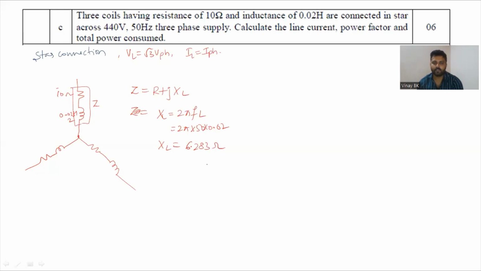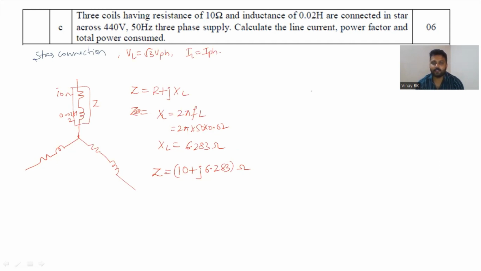6.283 ohm. So now we can write impedance Z equals R plus jXL, that is nothing but 10 plus j6.283 ohm impedance. Okay, so like this you have to write. So then what did they ask you to find? They asked you to find the value of line current.